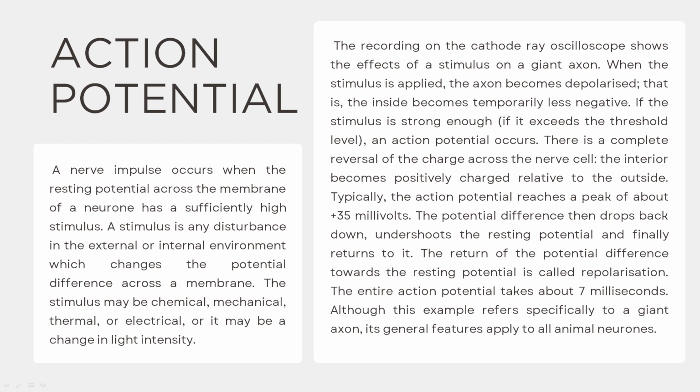Typically, the action potential reaches a peak of about plus 35 millivolts. The potential difference then drops back down, undershoots the resting potential and finally returns to it. The return of the potential difference towards the resting potential is called repolarization. The entire action potential takes about 7 milliseconds. Although this example refers specifically to a giant axon, its general features apply to all animal neurons.